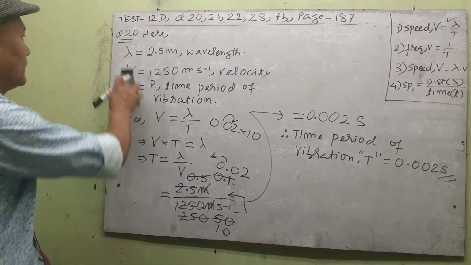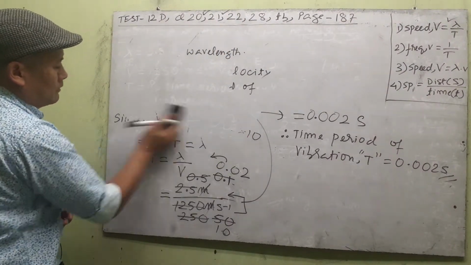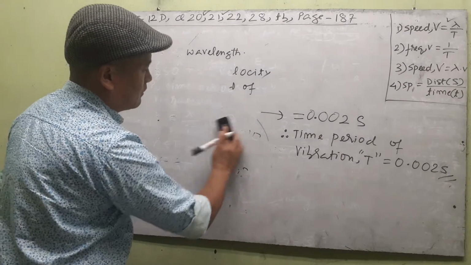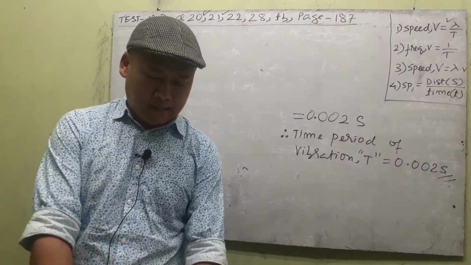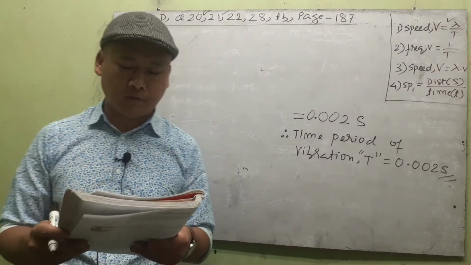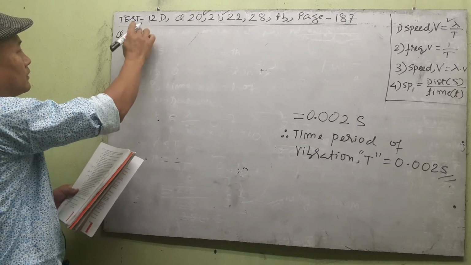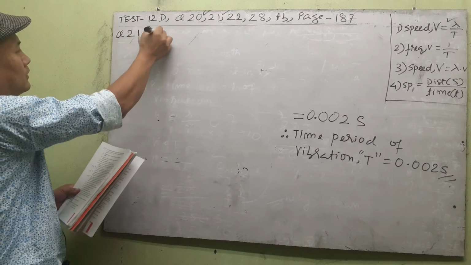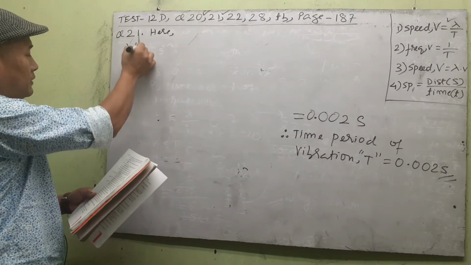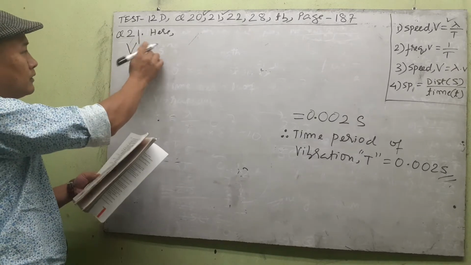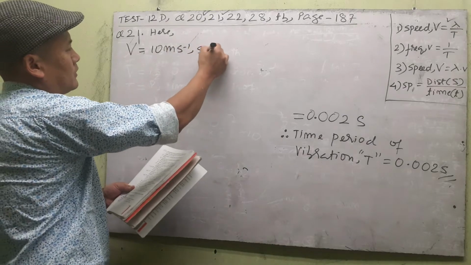Okay. Now let's go to 21. This is done. Now 21. Let us see that slowly. Longitudinal waves travel at the speed of 10 meters per second. So question number 21. Here speed is denoted by capital V. So at a speed, meaning velocity, of 10 meters per second. That is the speed or velocity of the sound wave.